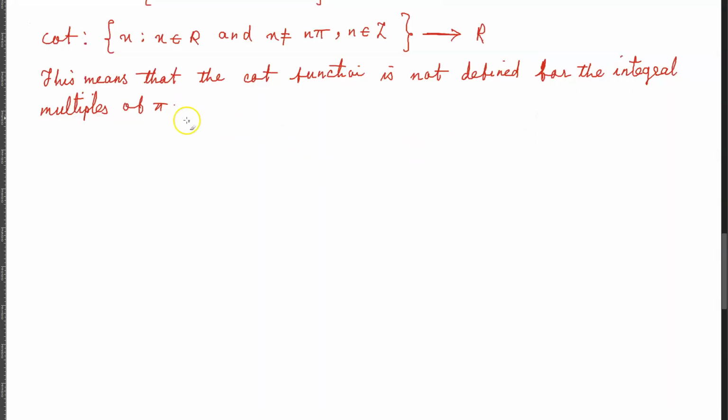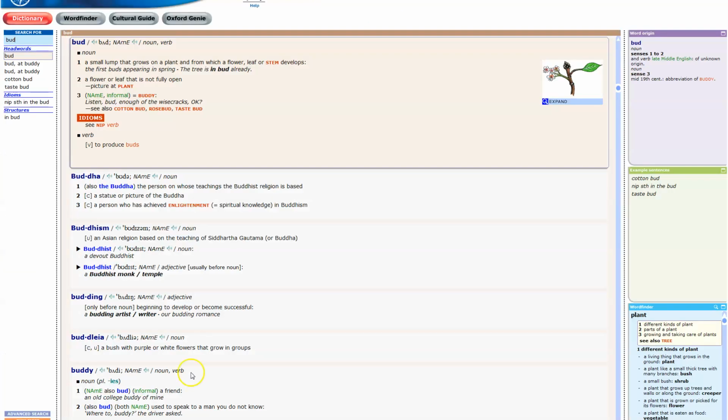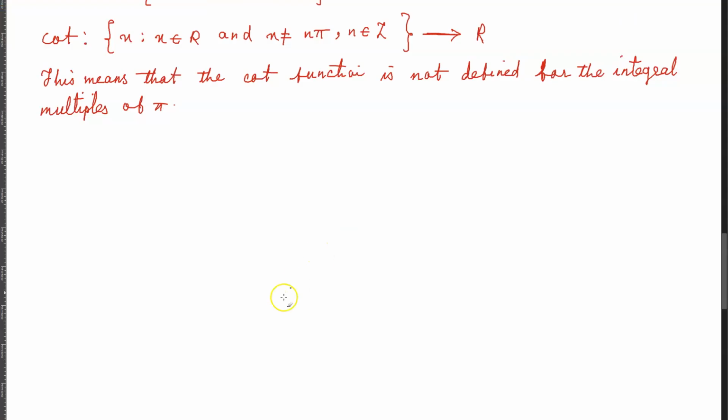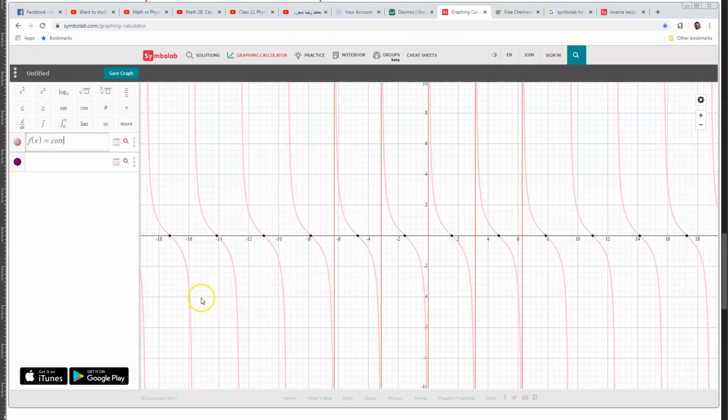And what that means is that now if we restrict the domain of the cotangent function to 0 to pi, for example, meaning that if I go from 0 to pi over here, then the function is 1-1 and onto.